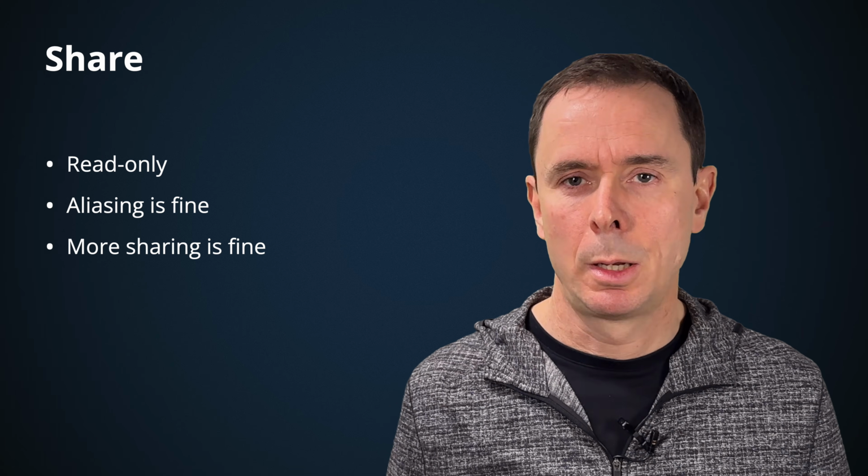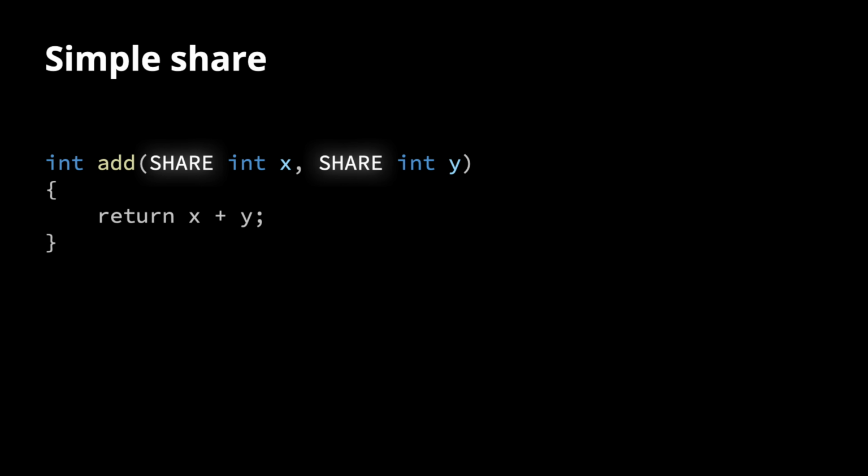So, a simple example. Here's an add function that takes two shared references to integers. Again, we're inventing a new keyword. The share keyword is like borrow, but a shared reference does not have exclusive access. The object is borrowed in a read-only shared kind of way.